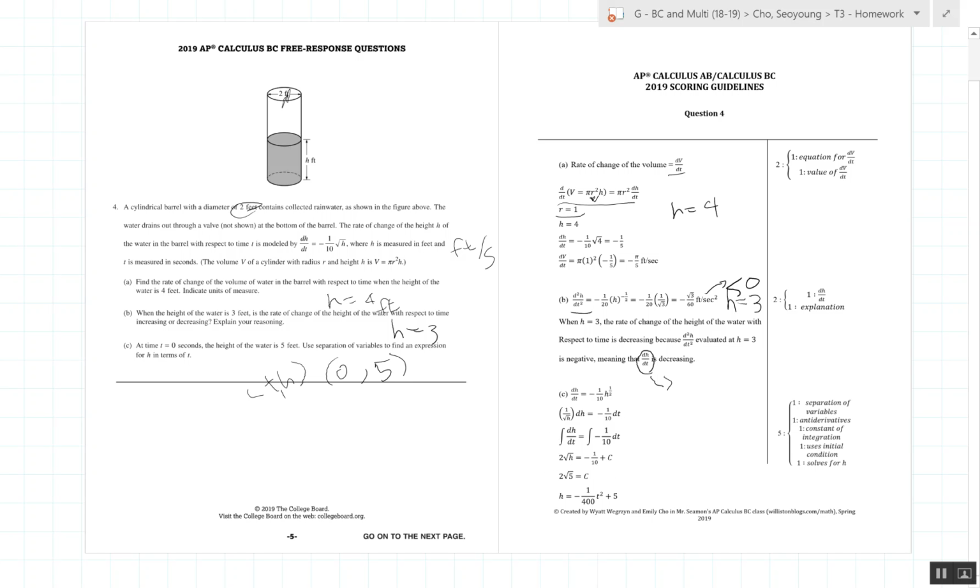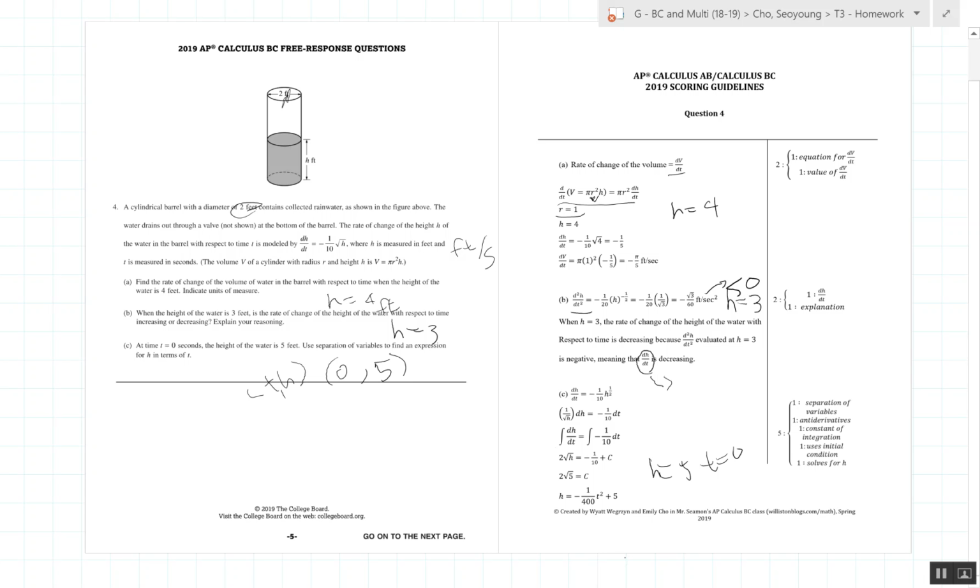So that is 2 square root of h equals negative 1/10 t plus c, and h equals 5 when t equals 0, so we can plug that in to get c, and c equals 2 square root of 5. And if you simplify this equation, it becomes h equals negative 1 over 400 t squared plus 5.